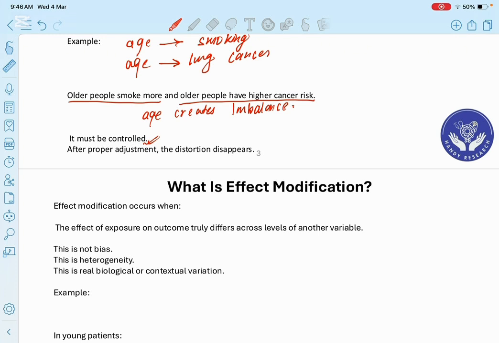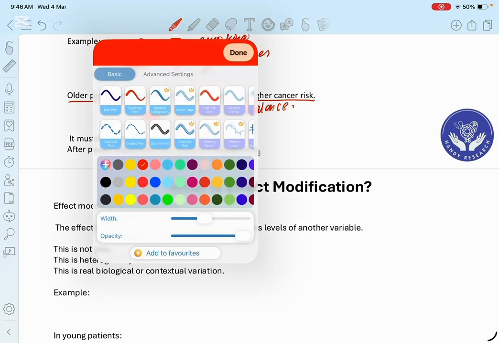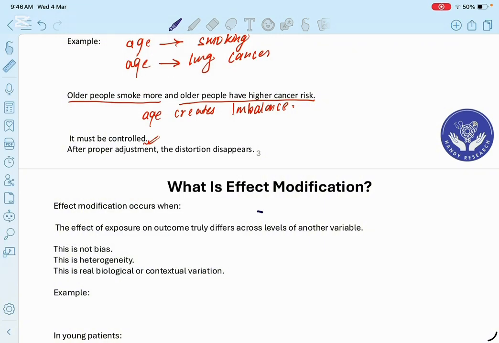Now, what is effect modification? Okay, next we jump into effect modification. Effect modification occurs when the effect of exposure on outcome truly differs across levels of another variable. Did you get my point? The effect of exposure on outcome truly differs across the levels of another variable. This is not bias, this is heterogeneity. And this is real biological or contextual variation.